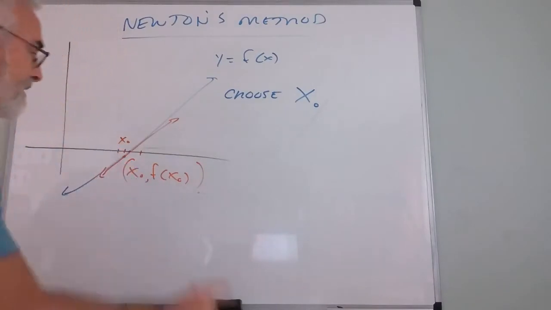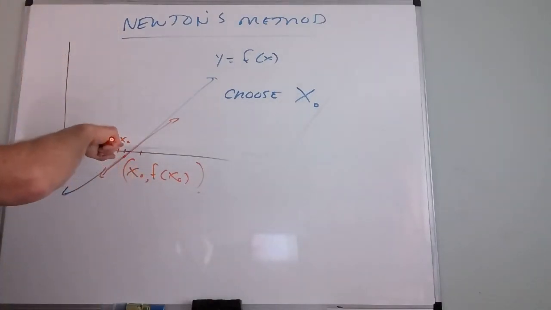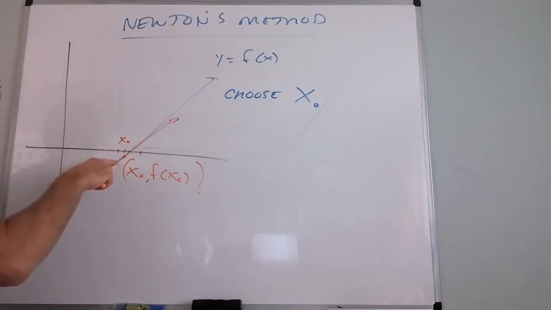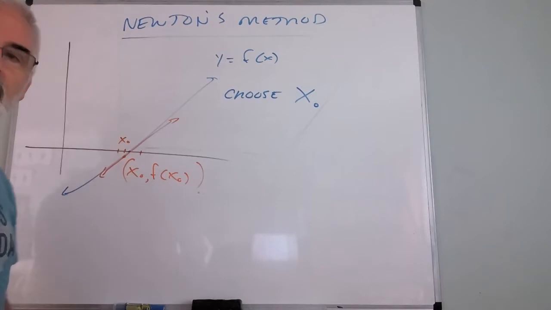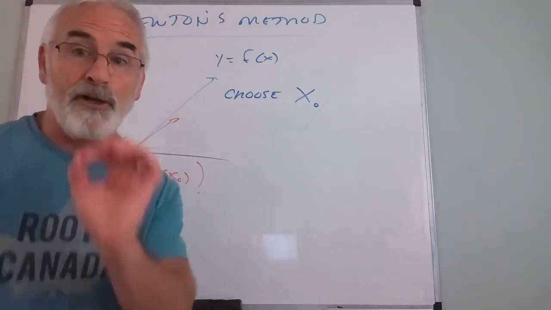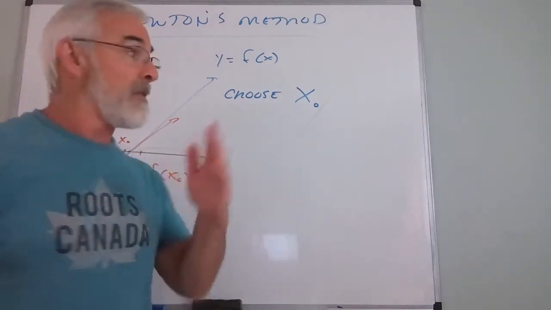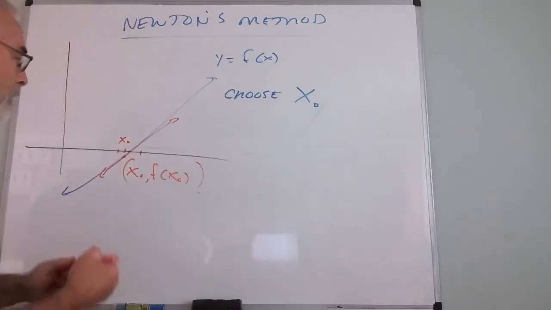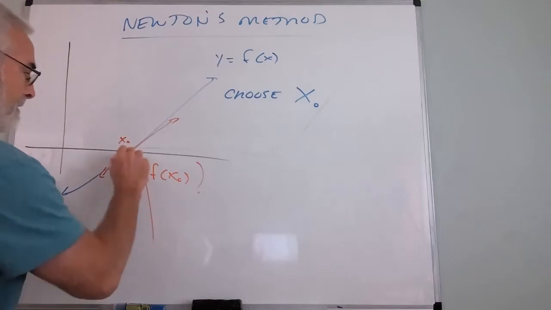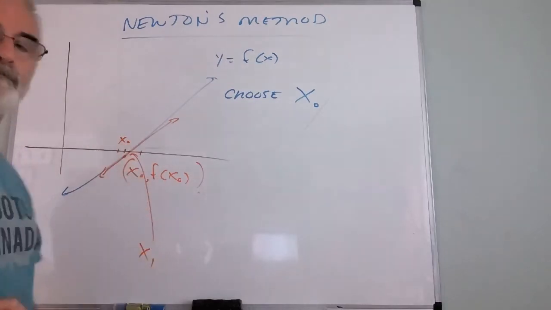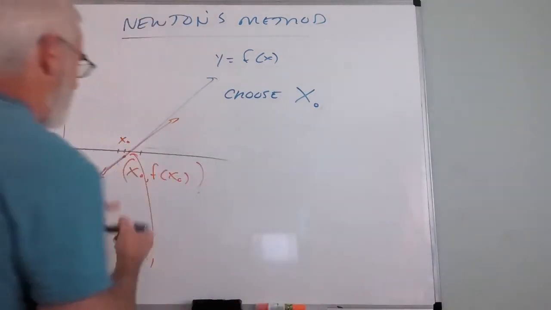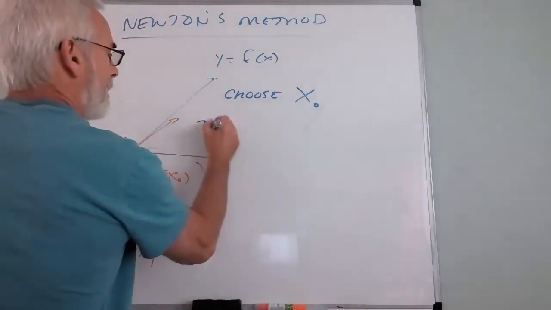Okay, so I picked a starting point that was reasonable. I draw the tangent line through that, and where the tangent line crosses the x-axis will be closer to the actual answer than x0 is. So I'm going to calculate where it crosses, and we're going to call where it crosses x1. Okay, now how do I find x1? Well, what's the equation of the tangent line?